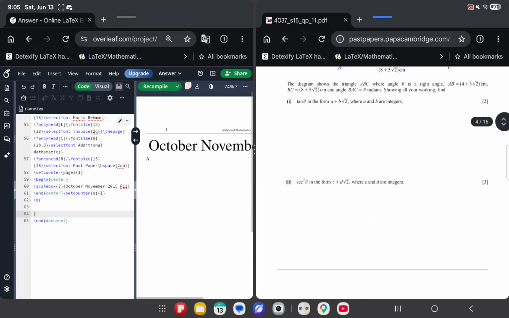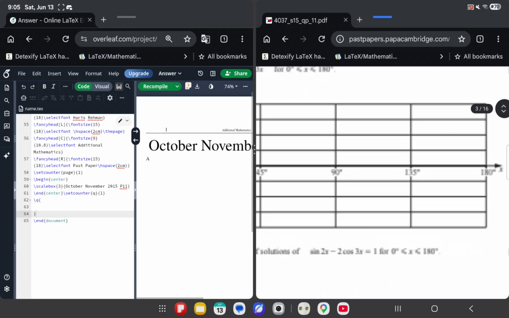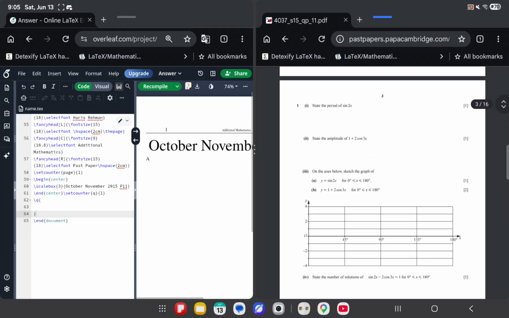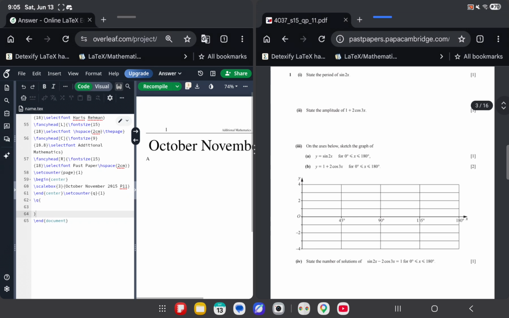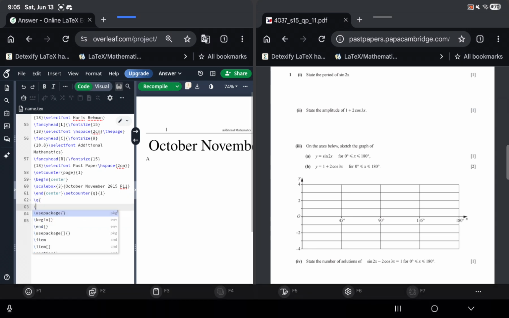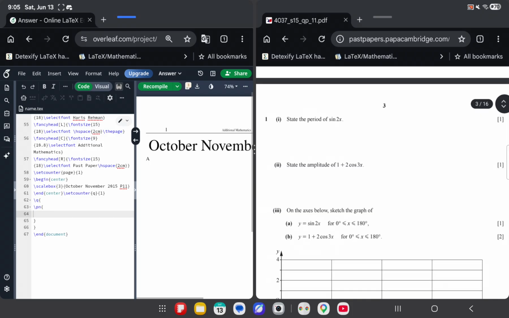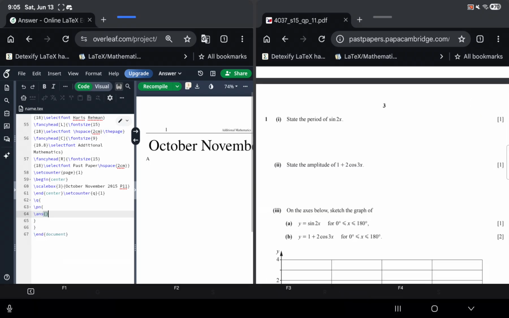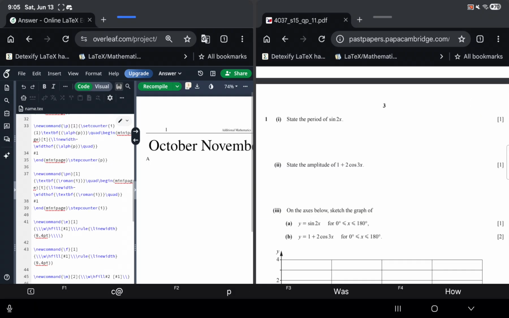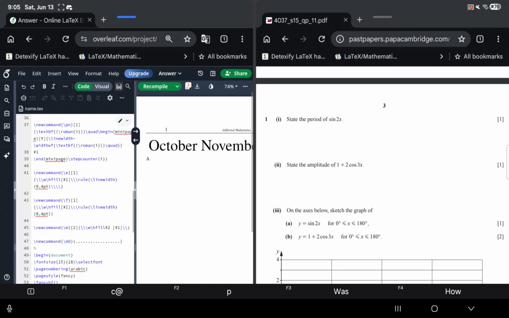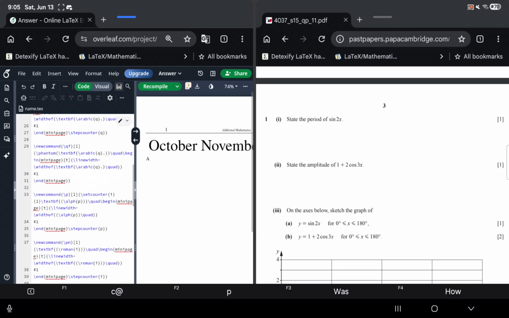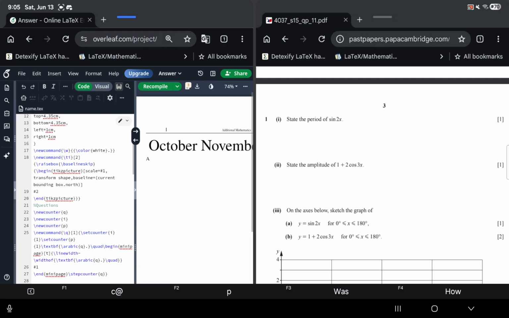Why does it use this? I cannot even do this. I guess I could return. This would be a little clunky, like a little weird, but still. Period of sine of 2x. Let me edit my function. Let me fix my commands real quick.